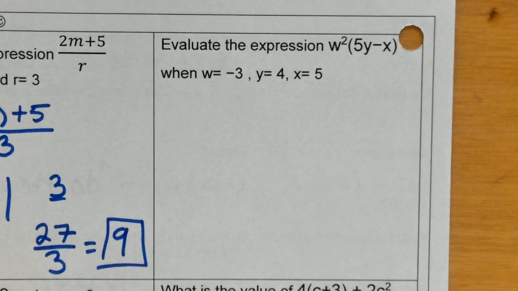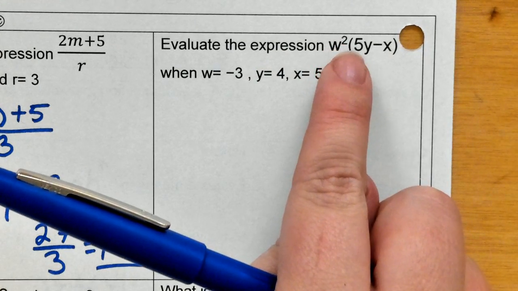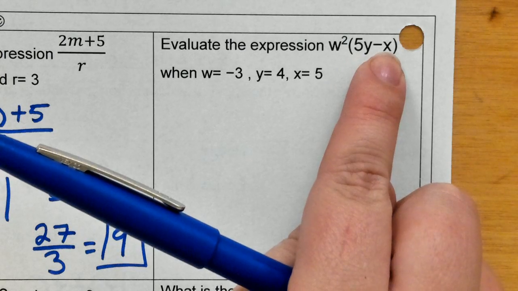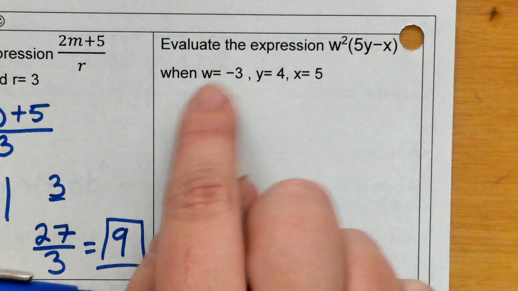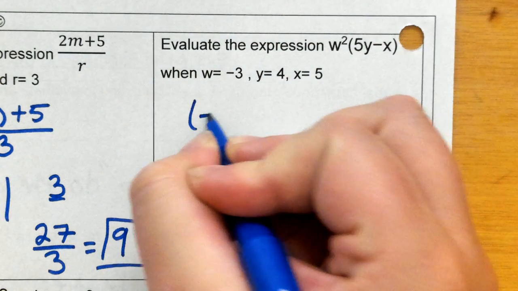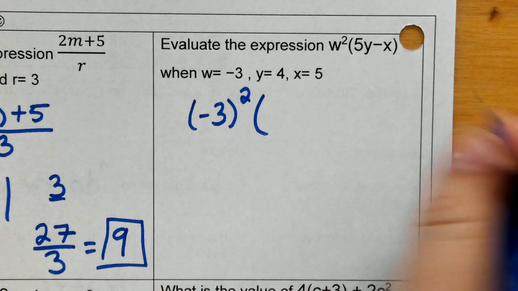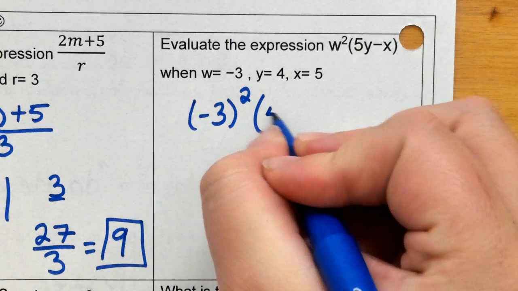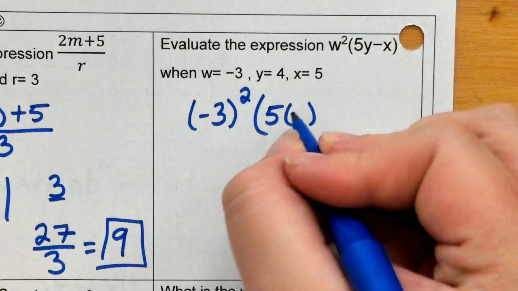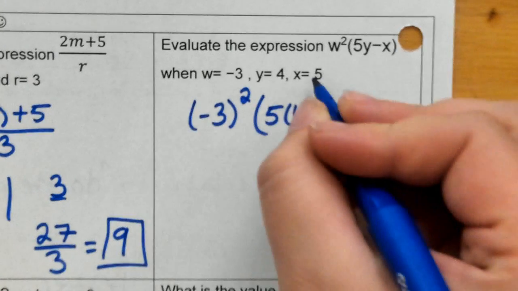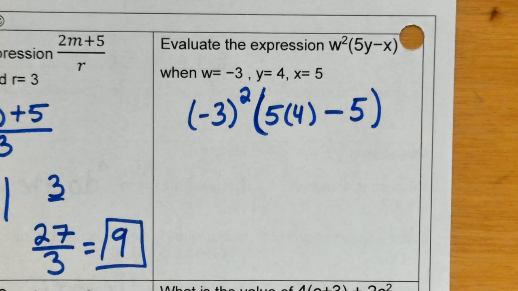In our next example, it says to evaluate the expression w squared times parentheses 5y minus x. There's a lot in there. We've got 3 different variables. We start with w though, and w is negative 3. So negative 3 squared, then I have parentheses again. 5y, y is 4, so I'm going to put a 4 in there, minus x is 5. And so there's my expression.